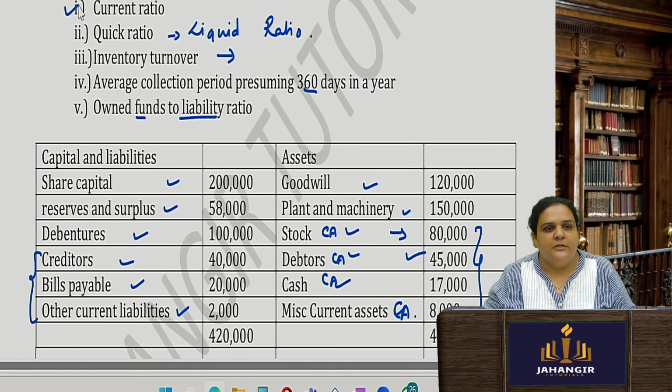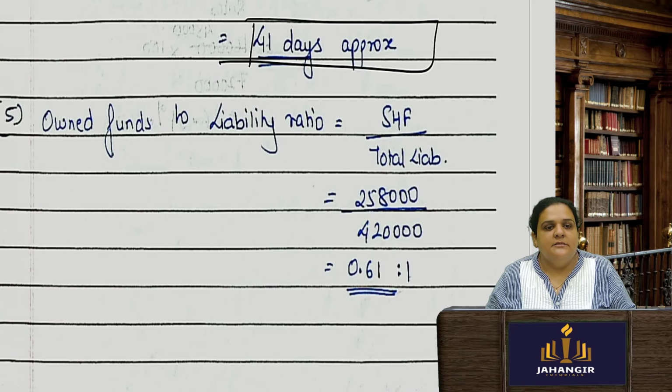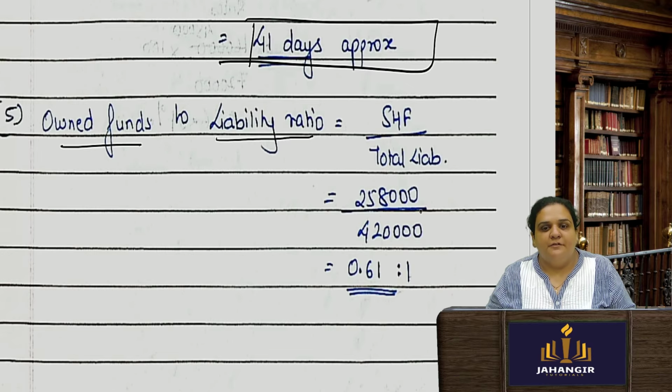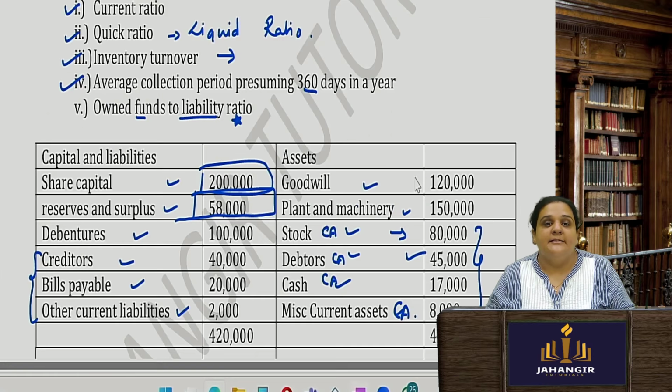So we finished with current, quick, inventory, average collection period. Owned funds to liability ratio. Okay, now in this case, they have not mentioned which liability and what liability. Okay, what I have done is owned funds to total liability I have taken. Shareholders funds will be only share capital plus reserves and surplus. So 2,50,000 upon total liability side.